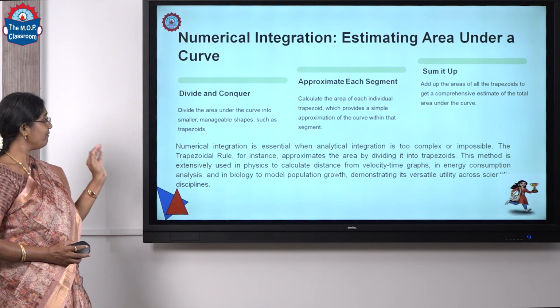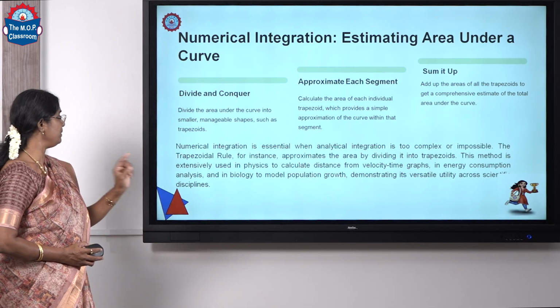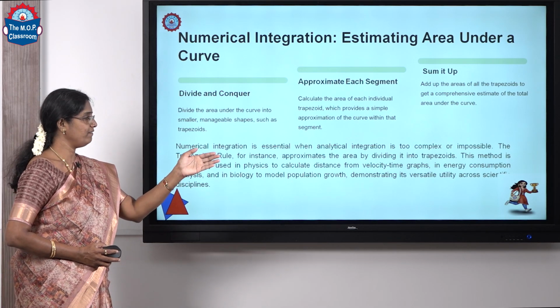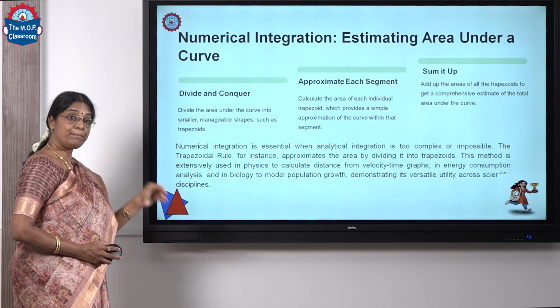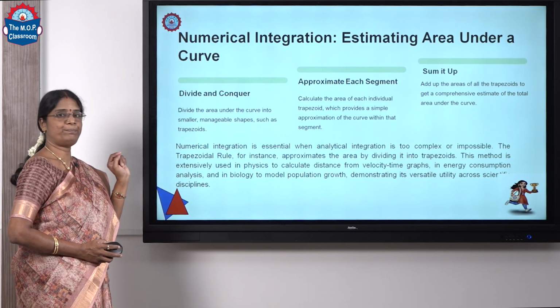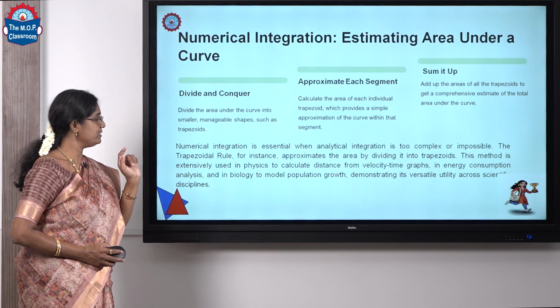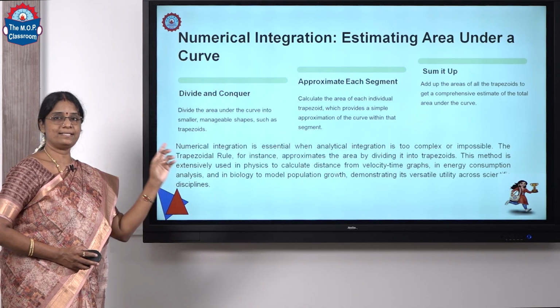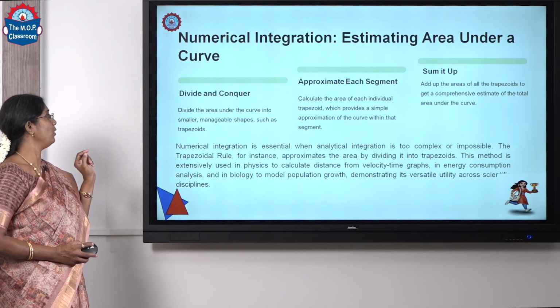Now the next one is where it has been used. It has been used extensively in physics to calculate the distance from a velocity-time graph, and in energy consumption analysis. In biology, it has been used very much to record population growth, and so on. It goes on and on. So these are the various areas where numerical integration has been adopted.